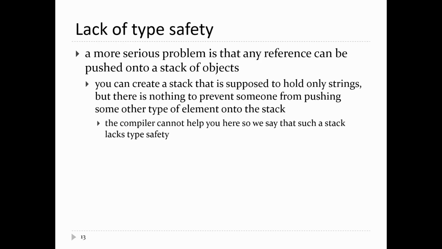There's a more serious problem here, though, in that a list of Object can hold anything, since you can use an Object reference to store anything, which means you can push anything onto the stack, not just one type. So I can make a stack that's only supposed to hold strings, but there's nothing stopping someone else from pushing something else onto the stack. And there's no way for the compiler to help you, because you told the compiler that this is a stack of Object. As far as the compiler is concerned, you can put anything into an Object reference. So it lets you do that.